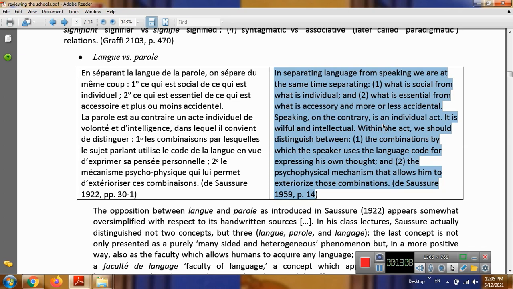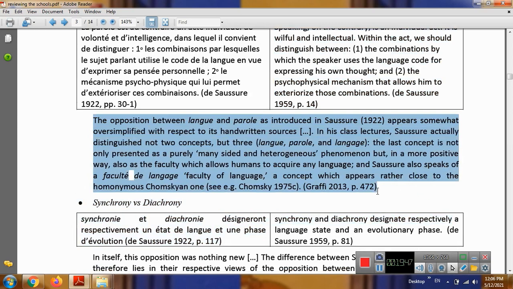Speaking, or parole, is an individual act. It is willful and intellectual. Within the act, we should distinguish between the combinations by which the speaker uses the language code for expressing his own thought, and the psychophysical mechanism that allows him to exteriorize those combinations. Here we will read more about them.